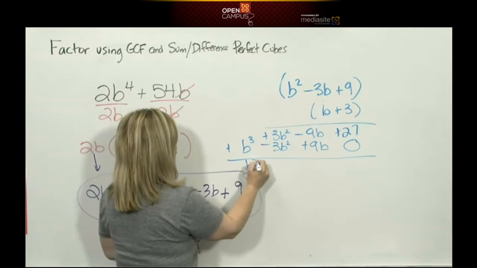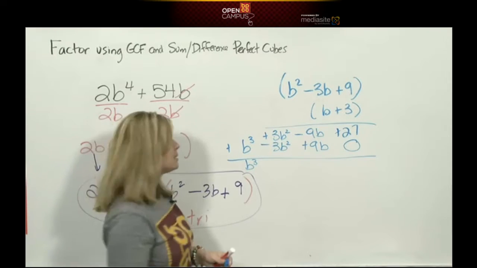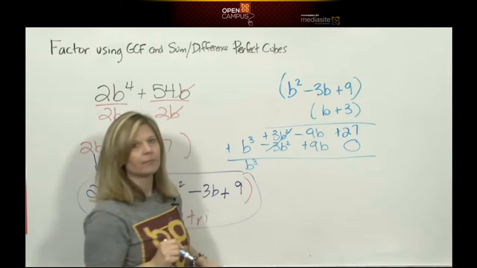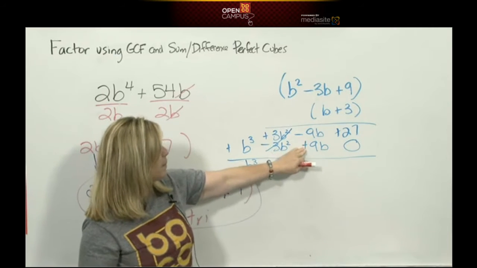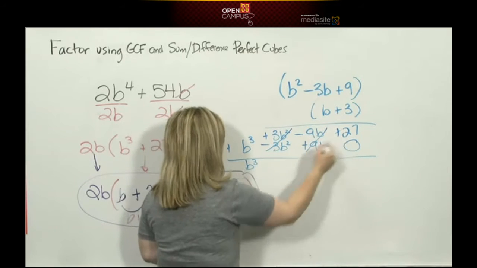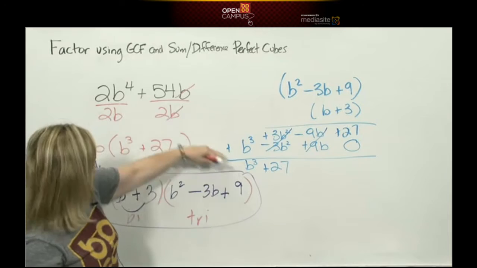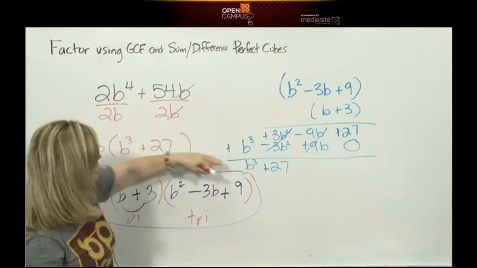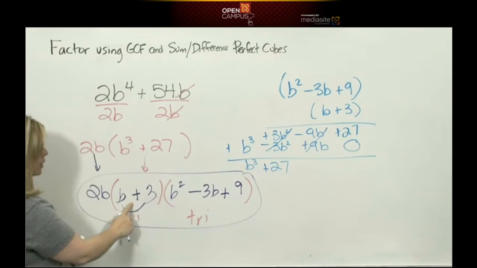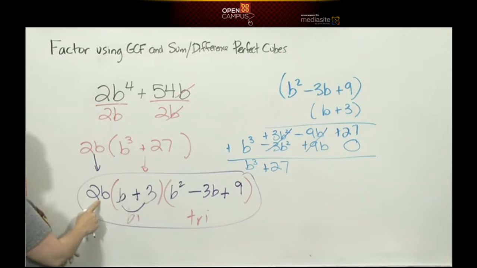I have a b cubed. Positive 3b squared and negative 3b squared would add to make 0b squared. I don't have any. Negative 9b, positive 9b would add and make 0b. Don't have any. 27 plus 0 is 27. Now you're going to say, well, that's not the original expression. You're right. That was just multiplying the binomial times the trinomial. Now we have to multiply that by the GCF.